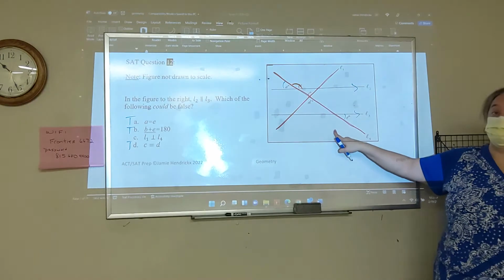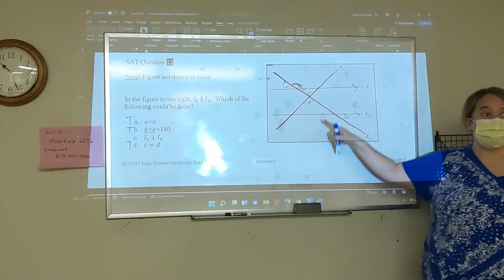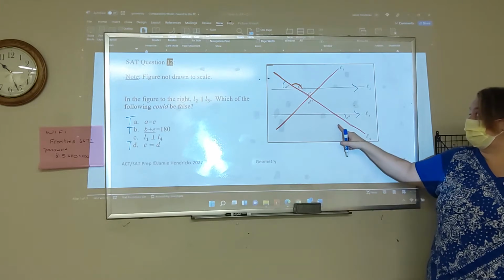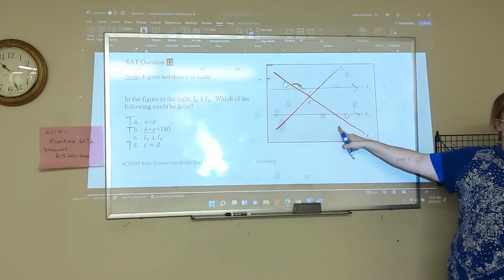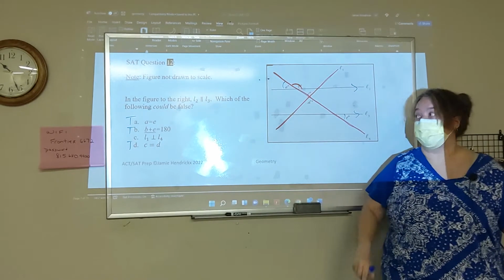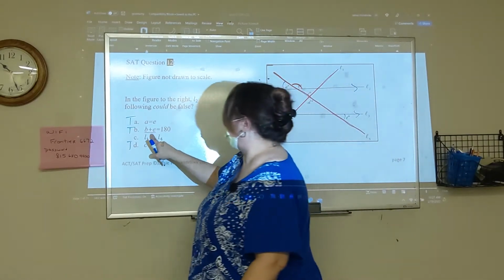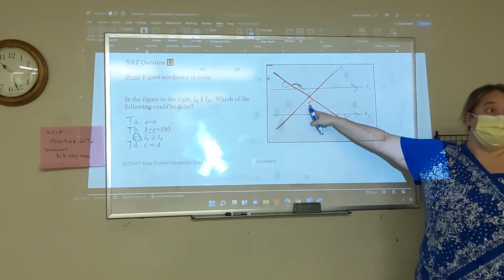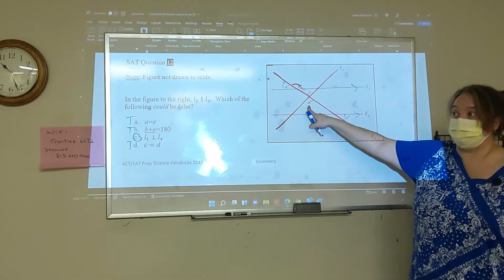No. These could be 80 degrees and 80 degrees. They could be 70 and 70. I don't know. The only thing that makes me think that these are perpendicular is because they look like they are. And again, if I'm using the words "look like," I can't do it because my figure's not drawn to scale. So the only one that could be false is C. This could be an 89-degree angle. I don't know. It's not marked for me. I'm not told anything about it.